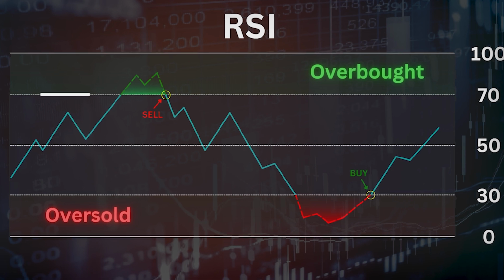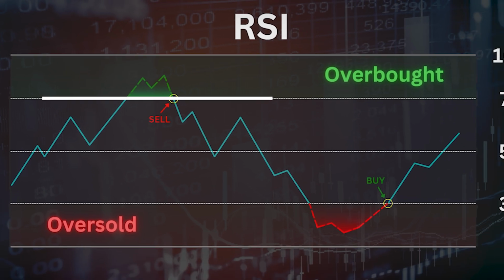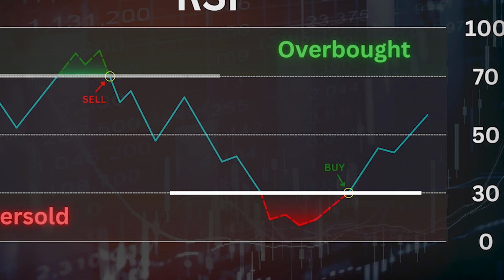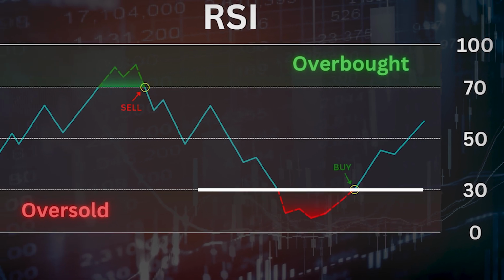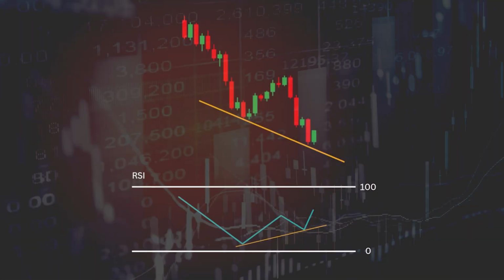Generally, most traders see RSI crossing below 70 after being overbought as a signal to consider selling or even going short. On the other hand, when RSI moves back above 30 after being oversold, it's often viewed as a potential buy signal. RSI divergence is another helpful concept that every trader should know.